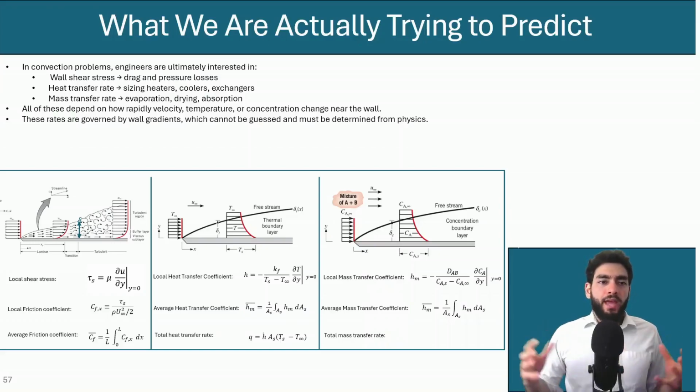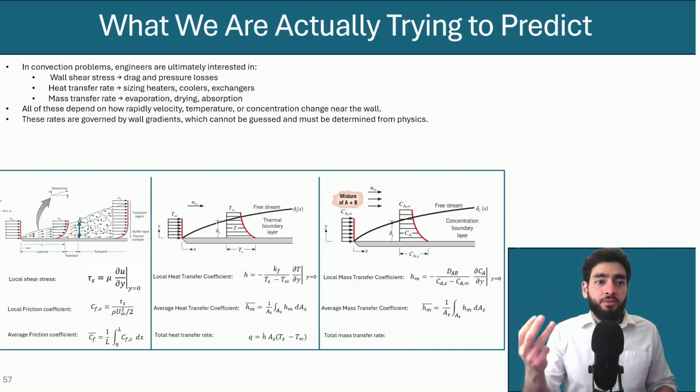Okay, so what are we actually trying to predict? In convection problems, engineers are ultimately interested in the wall shear stress because they want to calculate the drag and the pressure losses, for instance. They're interested in finding the heat transfer rate because maybe they want to size heaters, heat exchangers, coolers, or need to apply insulation perhaps.